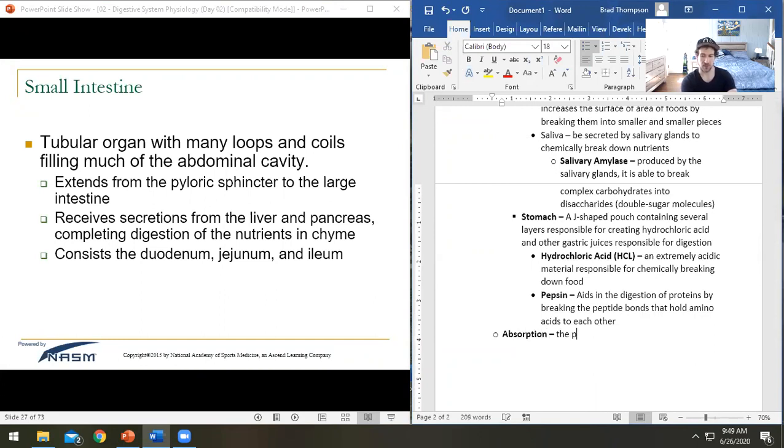Absorption is the process of allowing chemicals to pass from the digestive system into the bloodstream. So it is the absorption of nutrients. Now we're literally letting those chemicals actually get into our body. That is absorption. Your small intestine is this tubular organ, I love this word, with many loops and coils filling much of the abdominal cavity.